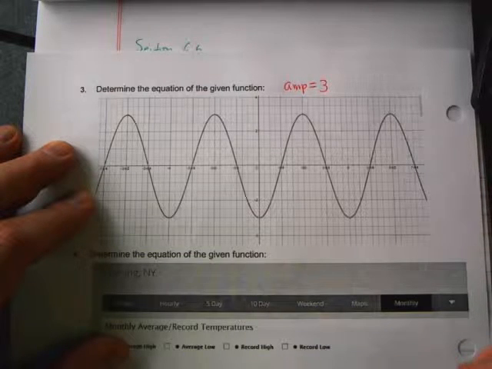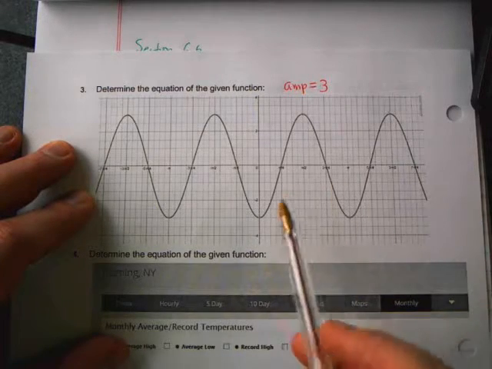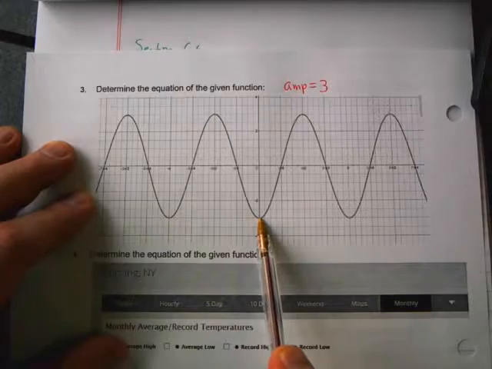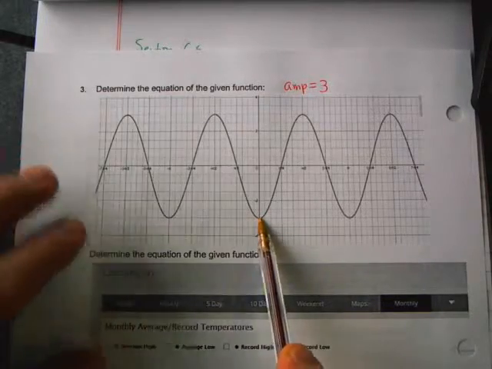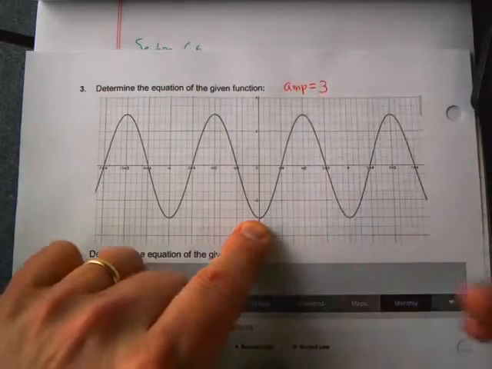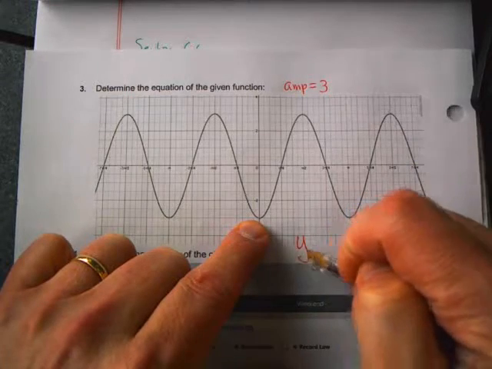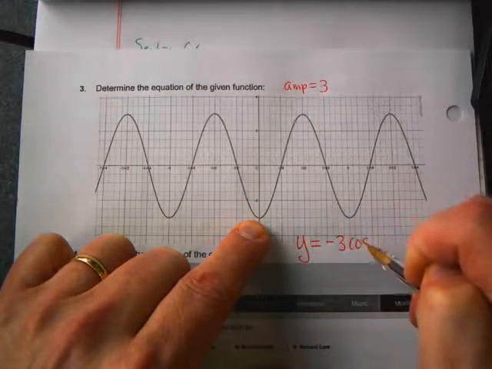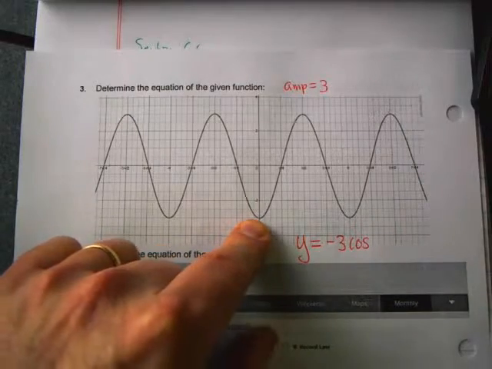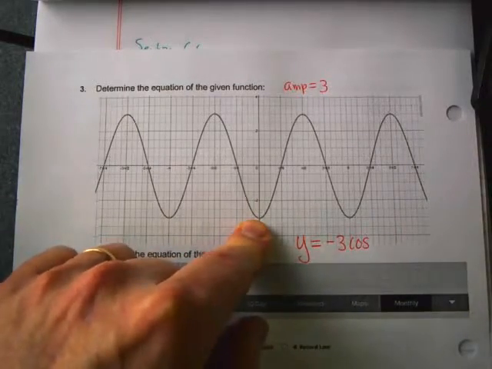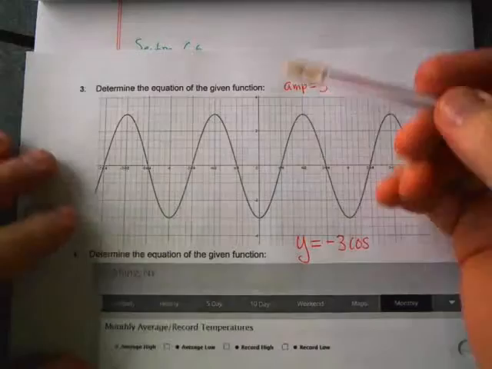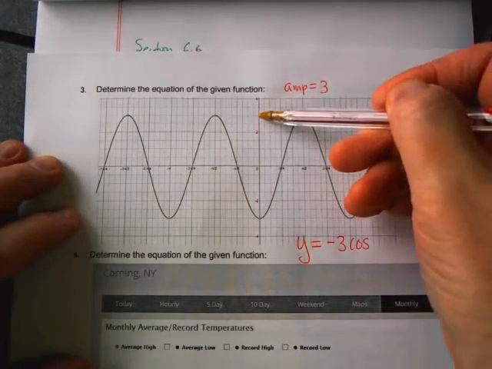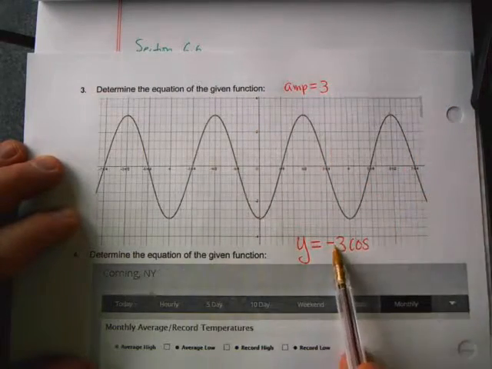Perfect. Why don't you need a phase shift? Because we have this point on the y-axis, which is a low point. So our amplitude is going to be 3. If we use negative 3 cosine, we're not going to need a left or right shift, because all we've done is take the cosine graph, which would normally start here, and flip it upside down by putting that negative on it.